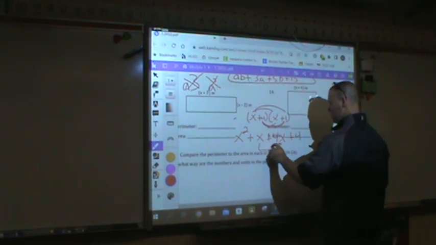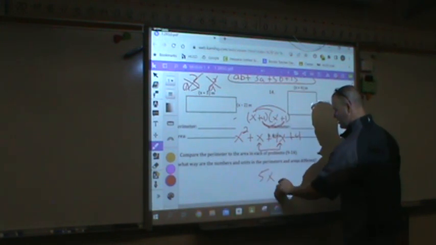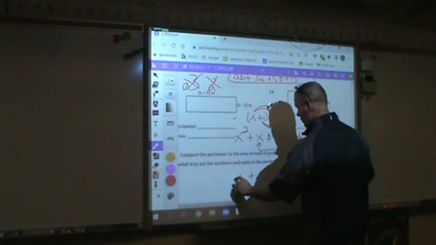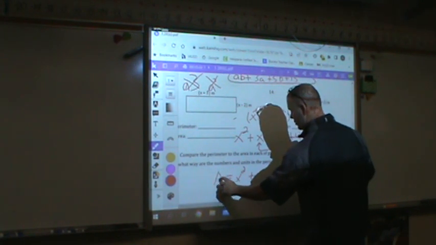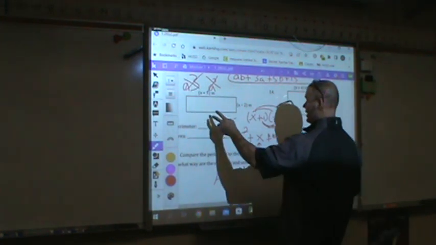And you will see these two you can combine. 4x plus x is 5x. So x squared plus 5x plus 4. There is your area. I can't find a solid number, okay? But that is my area.